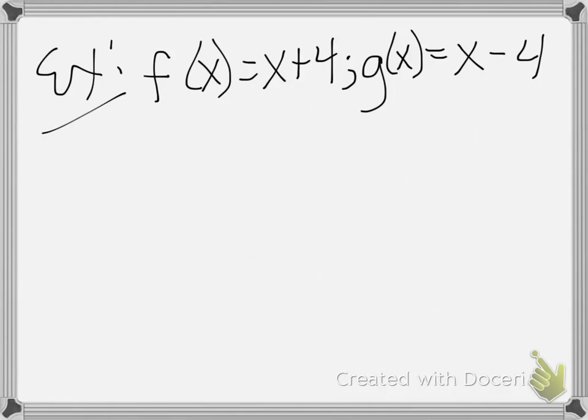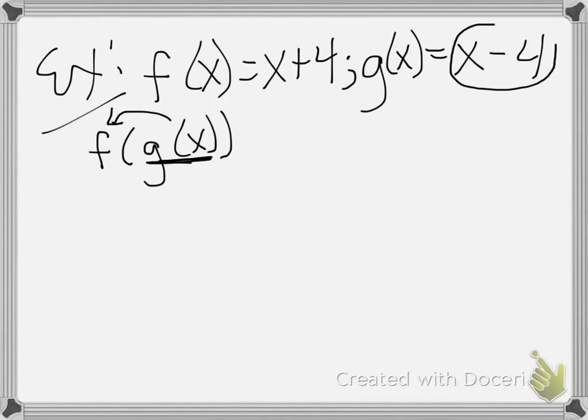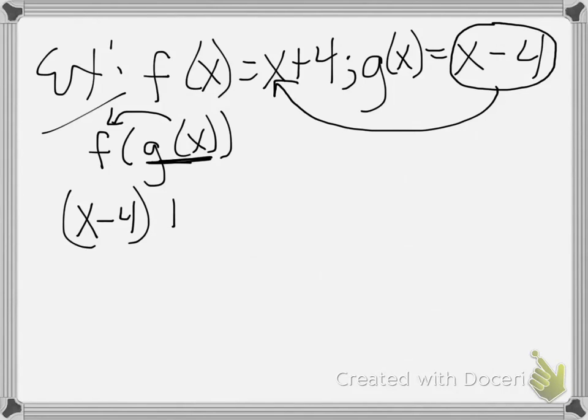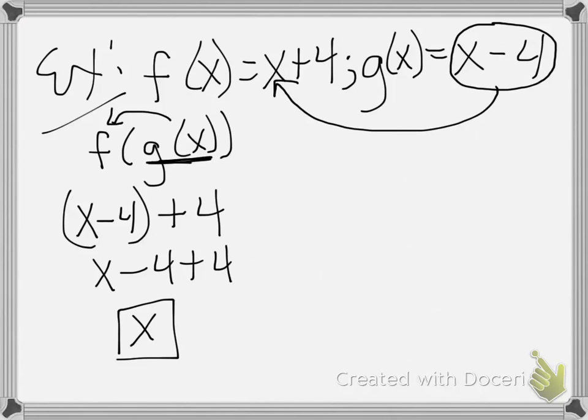The example I have for you is f of x is x plus 4, and g of x is x minus 4. So for f of g of x, I'm going to take the g function and plug it into f. So I'm going to take this function and plug it into this equation. So that would be x minus 4 plus 4. The 4's are going to cancel, and so my answer is x.